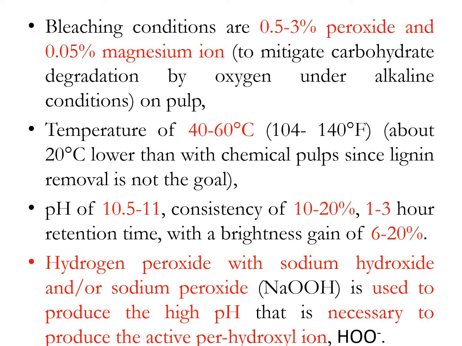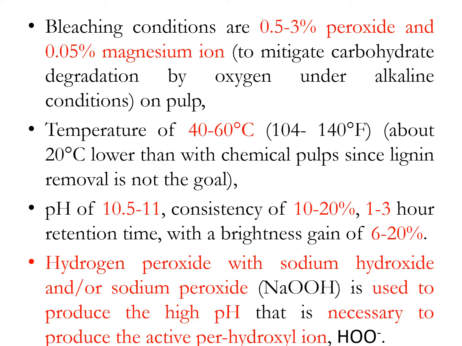Now these are the bleaching conditions. Okay, with peroxide, 0.5 to 3% of peroxide and 0.05% magnesium ion is used. Okay, temperature is 40 to 60 degrees centigrade. pH is 10.5 to 11, and consistency of the pulp is 10 to 20%. Time required is 1 to 3 hours, and the brightness gain is 6 to 20%.